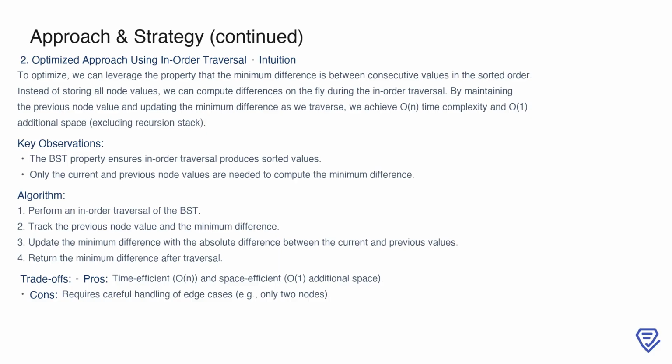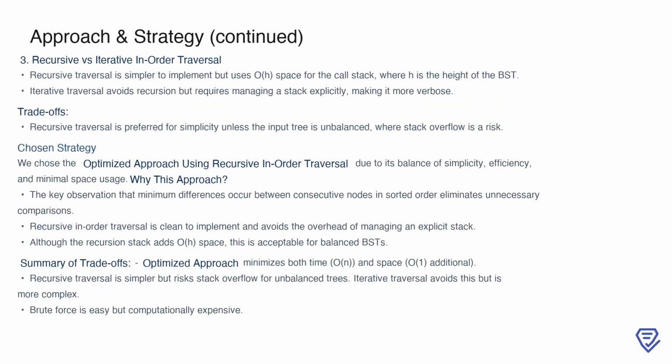This optimized approach is both time-efficient and space-efficient, though it does require careful handling of edge cases, such as when the tree contains only 2 nodes. When deciding between recursive and iterative in-order traversal, there are trade-offs to consider. Recursive traversal is simpler to implement and more concise, but it uses O(h) space for the call stack, where h is the height of the BST.